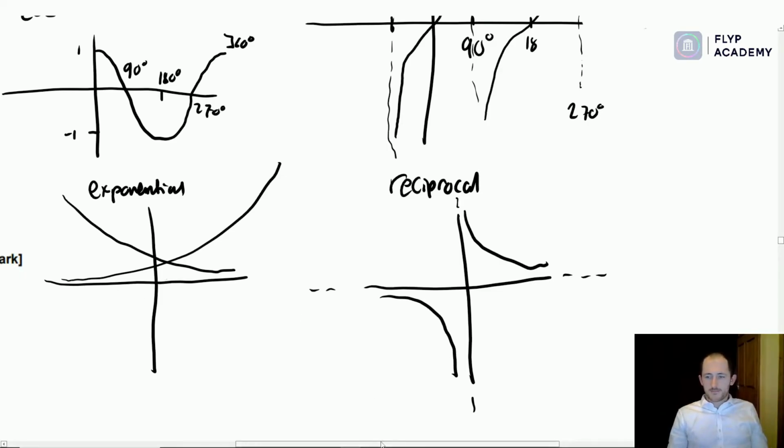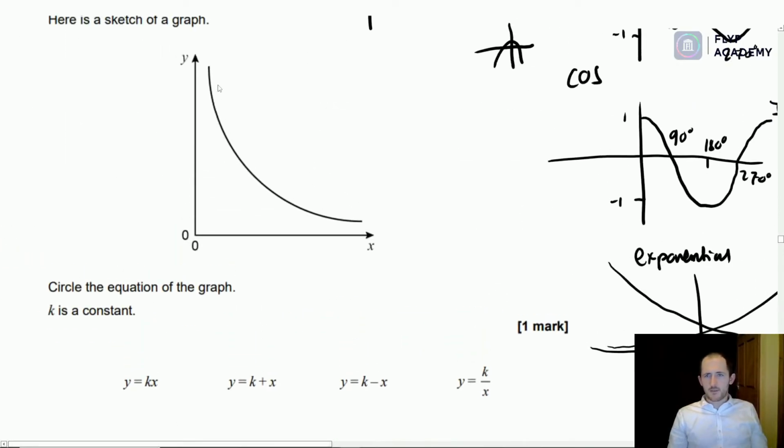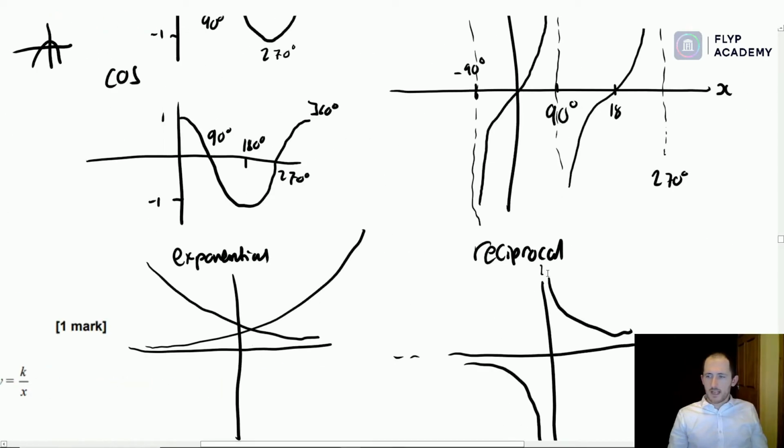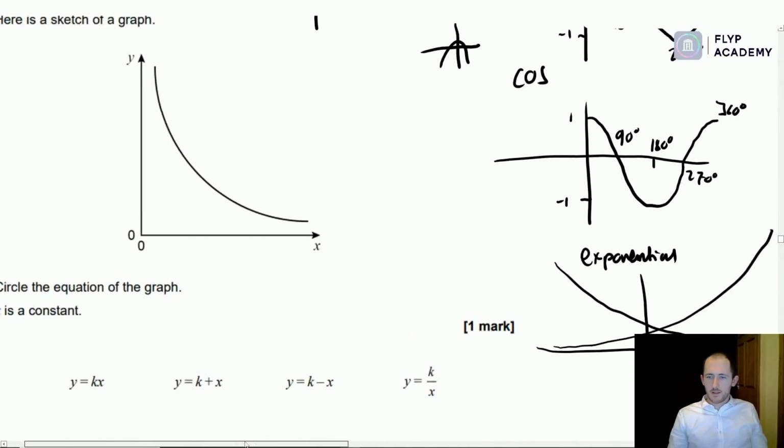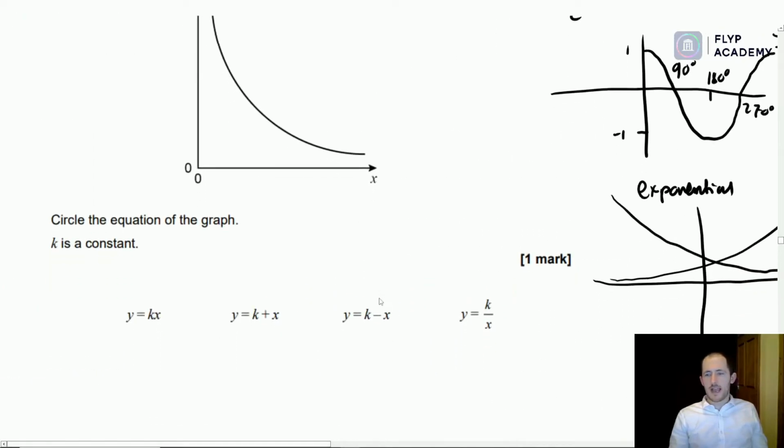Whew, okay. So you need to be able to recognize them. So with this graph, k is a constant. Which one is it? Well, if you have a look over here, it looks like this part of the reciprocal graph. So we know it's going to have something over x. So it's going to be that one. Okay.